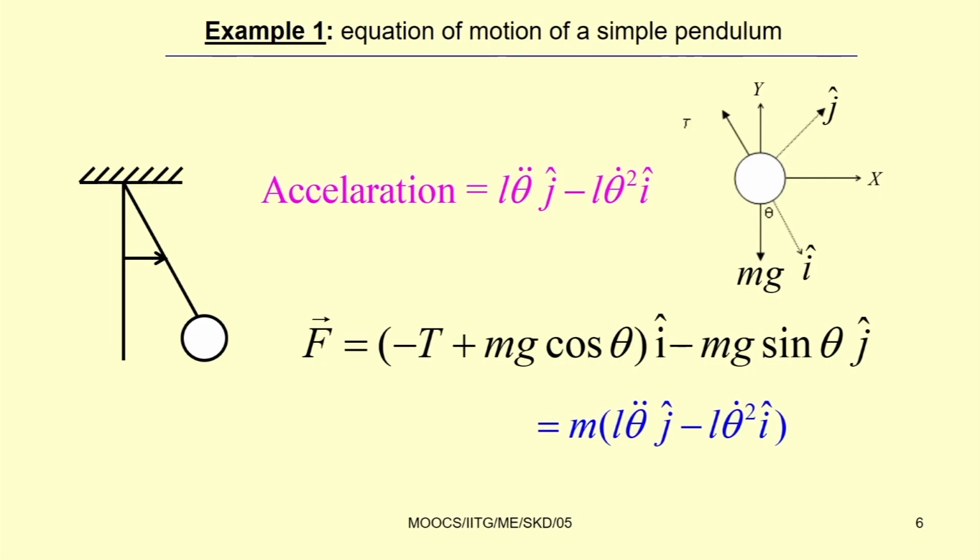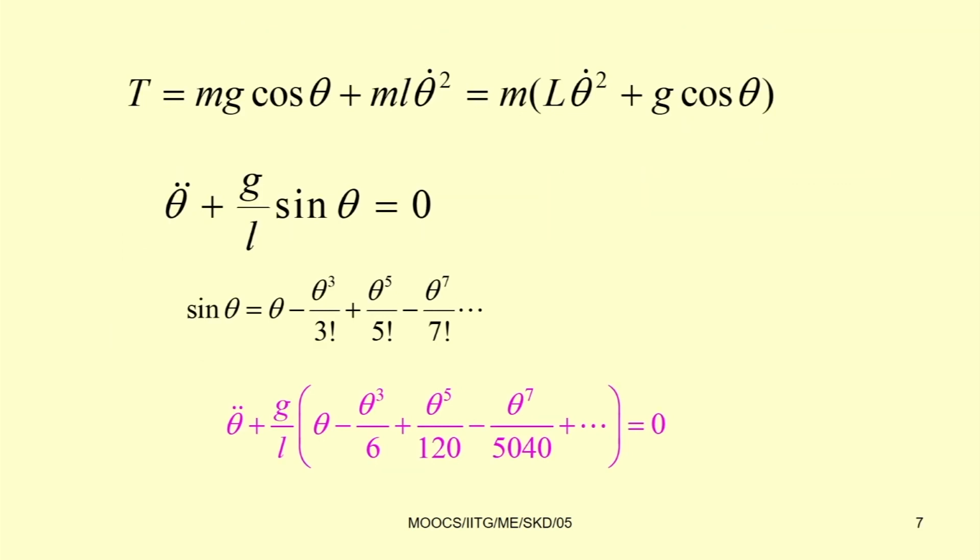We took a second example, the simple pendulum. By writing the forces and the acceleration in vector form, we can write down the governing equation of motion in this form: theta double dot plus g by L sin theta equal to 0. When theta is small, we can consider sin theta equal to theta, and the governing equation reduces to theta double dot plus g by L theta equal to 0.